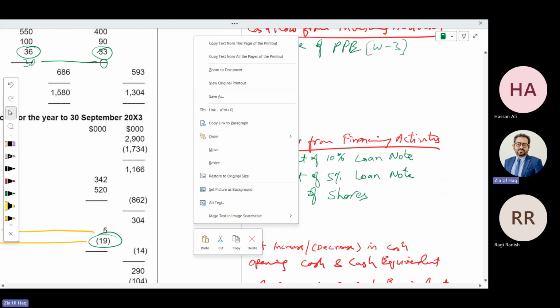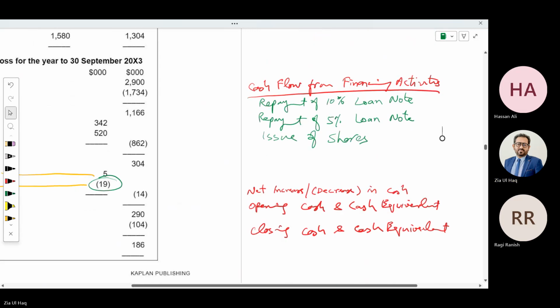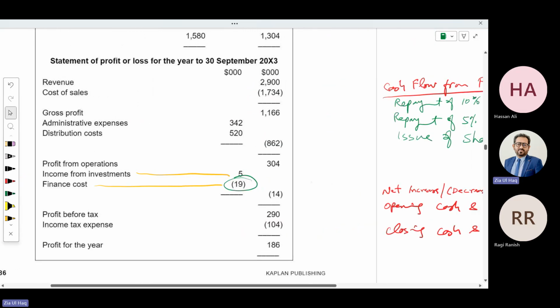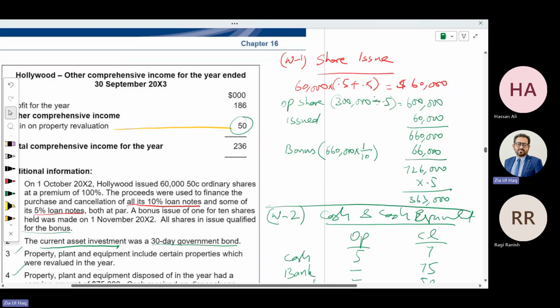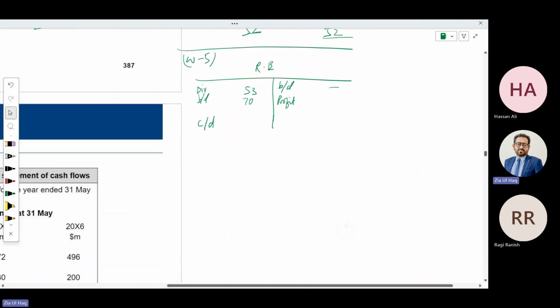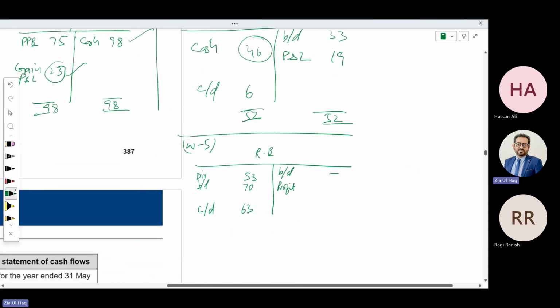63. What is the profit after tax for the year? 186. So 63 and 186. This is 63, this is 186. Can you find any balancing figure? Exactly the same. This means there is no other dividend. Only this dividend paid during the year.